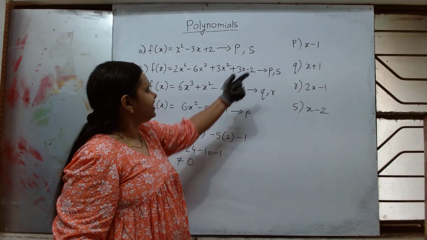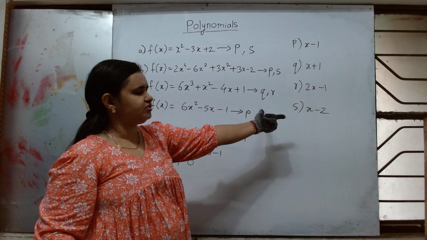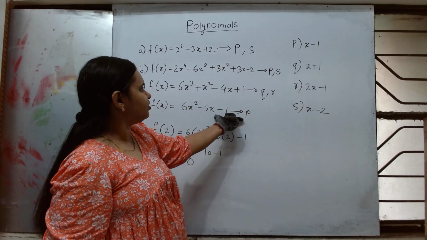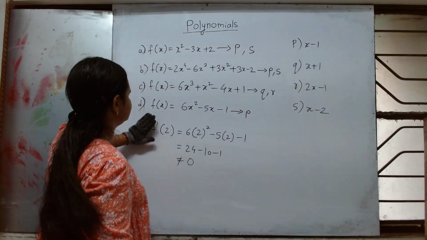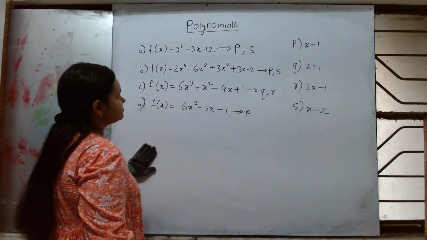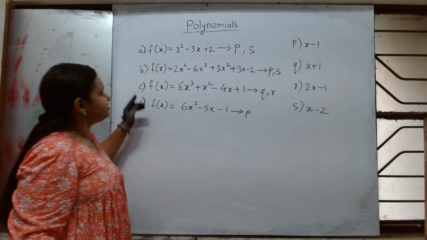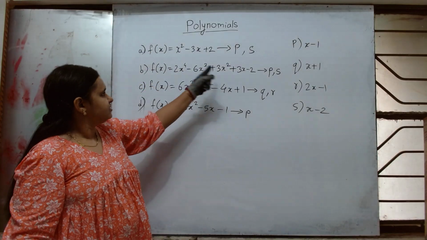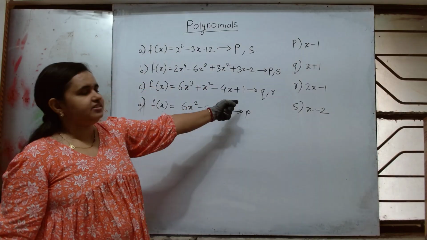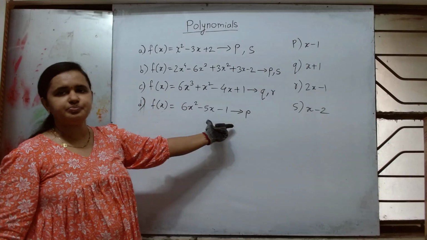So only x minus 1. x minus 2 is not a factor, x minus 1 is the only factor of this polynomial. So we have got the answers as: first PS, second PS, third one is QR and fourth one is P. Okay.